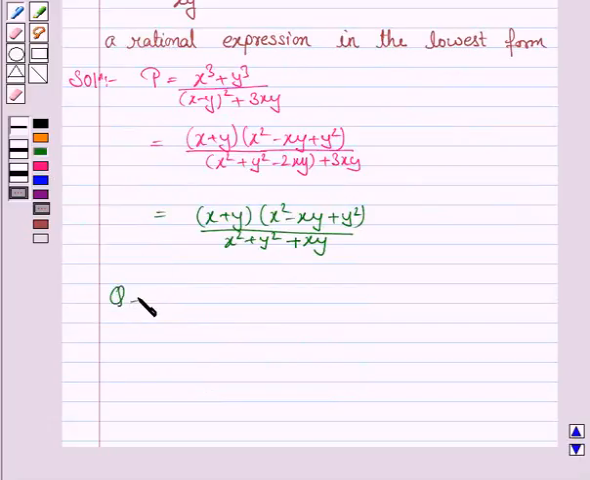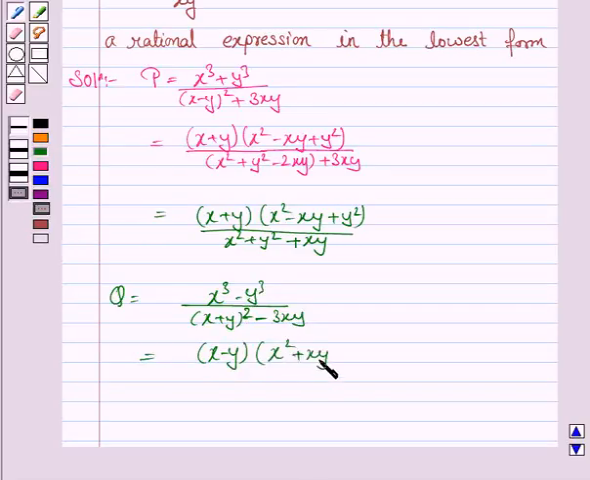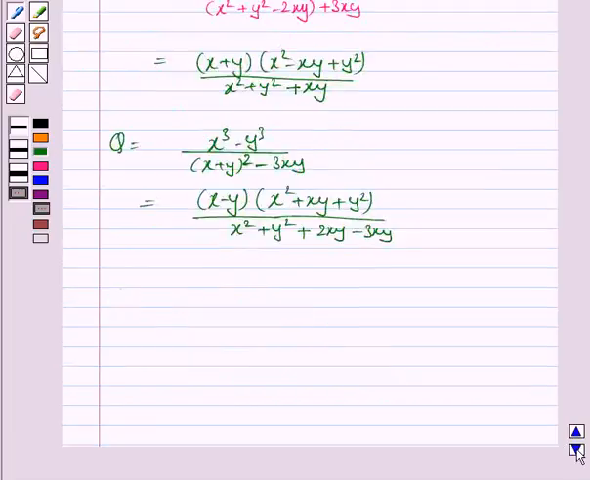Now we simplify Q. It is (x cube minus y cube) upon (x plus y) whole square minus 3xy. Now x cube minus y cube is given by the formula (x minus y) into (x square plus xy plus y square). And (x plus y) whole square is given by the formula x square plus y square plus 2xy, minus 3xy. Now we have (x minus y) into (x square plus xy plus y square) upon (x square plus y square). 2xy minus 3xy is minus xy.